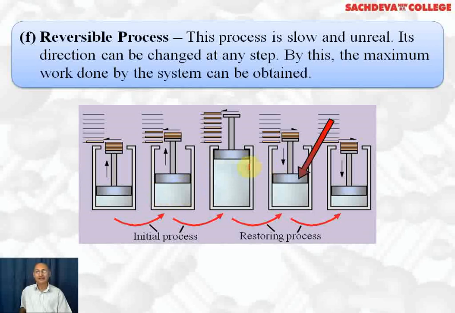We are again applying pressure, and when we again apply pressure, what we find is that we have got the second stage of the initial process again. Here we are applying pressure, and if we apply more pressure, we get the first stage of the initial process back. So this is called restoring process, this is the initial process, and this thermodynamic process is called reversible process.